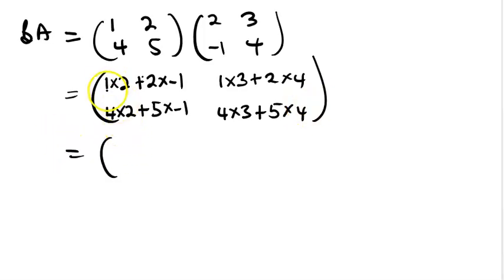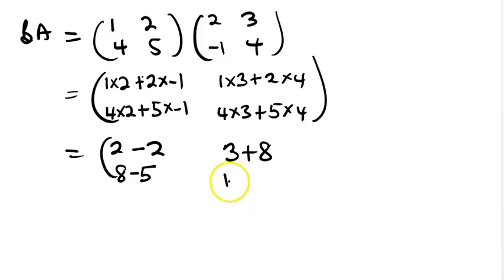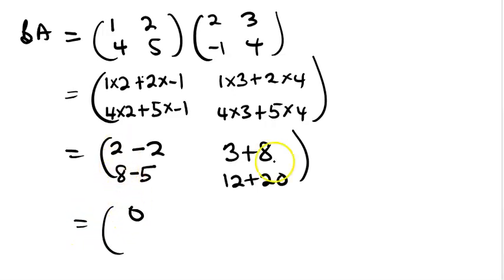Okay, then 1 times 2 is 2. 2 times minus 1 is minus 2. 1 times 3, that's 3. 2 times 4, that will be 8. And then 4 times 2, 8. 5 times minus 1, minus 5. 4 times 3, which is 12. 5 times 4, that's 20. So we have 0, and then 11, and we have 3, then 32. Okay, that is the answer.